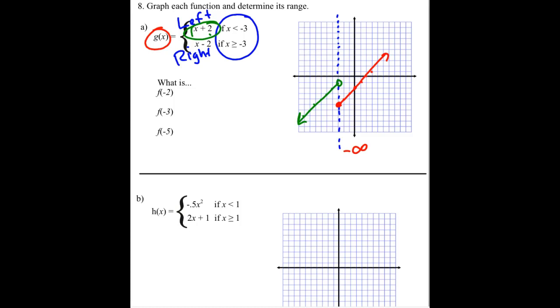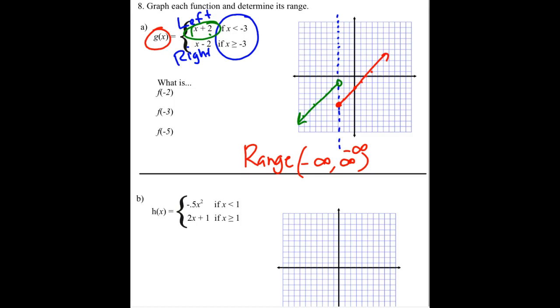So as I move upward, I've got y's being used by green and red, right? But there's no breaks. So my range here would be from -infinity to infinity. You will see some piecewise functions where there is a break. All right, so we need to keep that in mind.